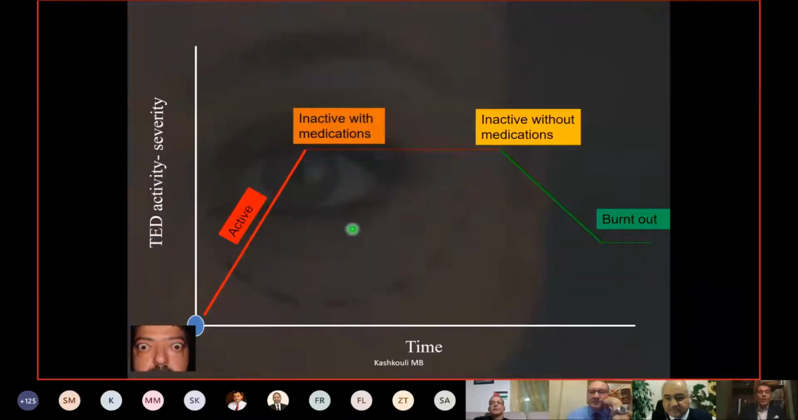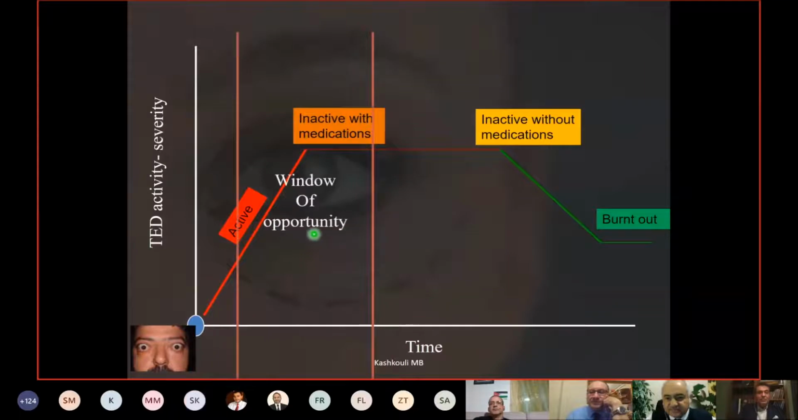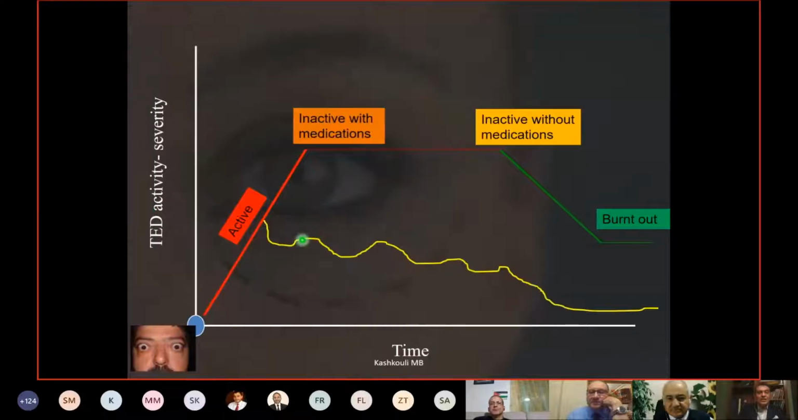Going back, if we know this curve and if we know where in the curve our patient is, then we have a window of opportunity here. Why is this important? Because we can start breaking this curve down by means of medical treatment, with the patient ending up closer to the normal baseline. This is for medical treatment.